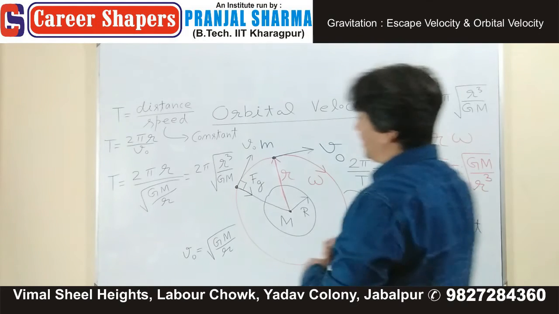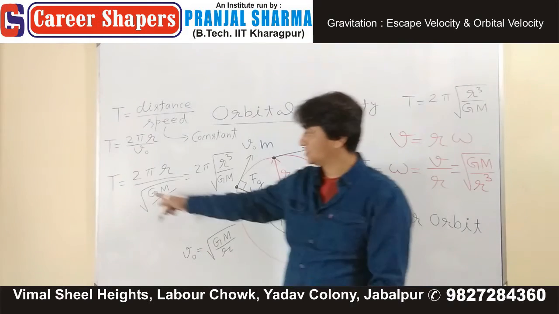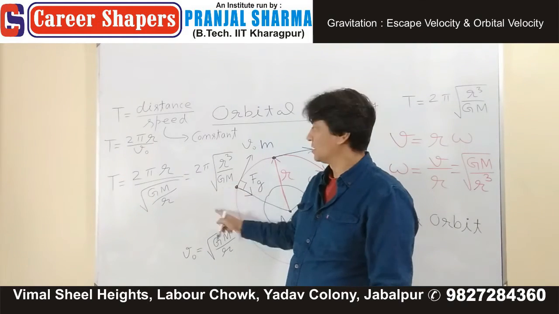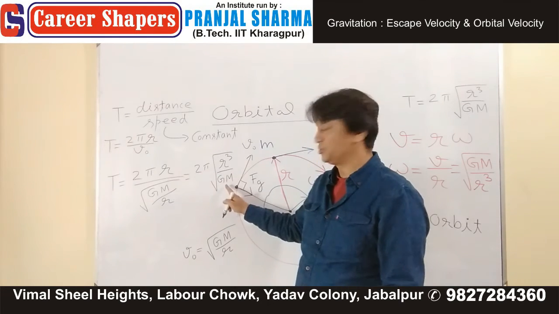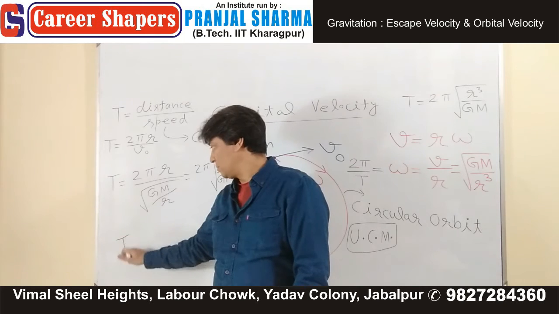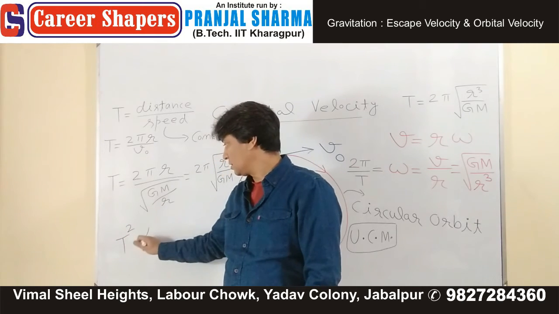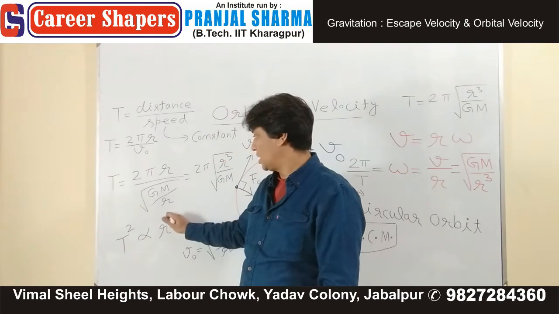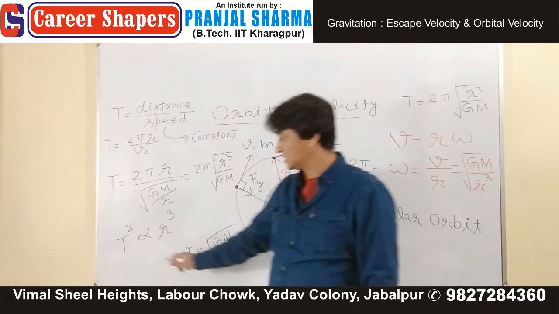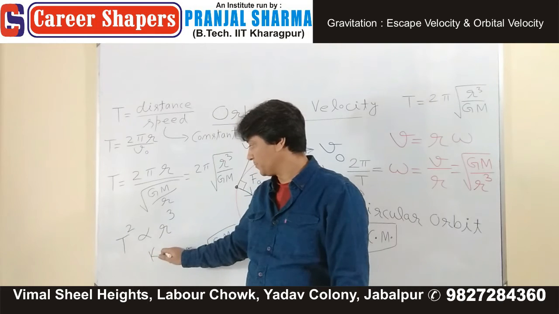And I hope everybody can see that this is T equals 2 pi root over r cube by GM. 2 pi is a constant, GM is a constant, make a square and it becomes T square proportional to r cube, which I hope you remember is Kepler's third law.